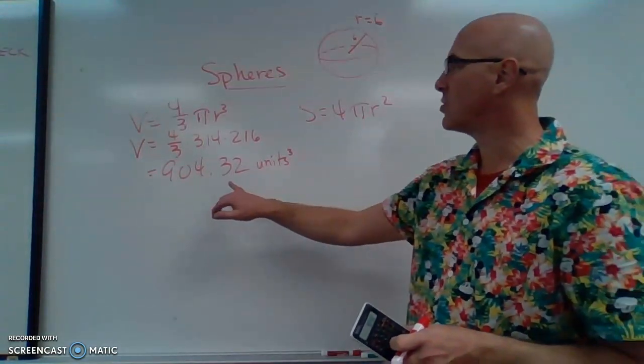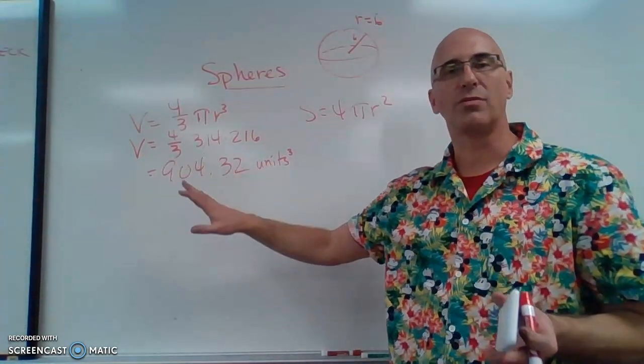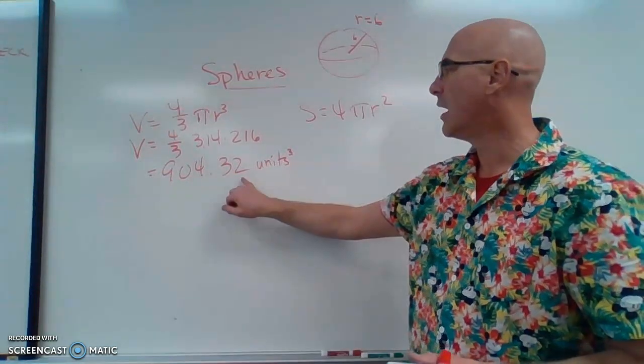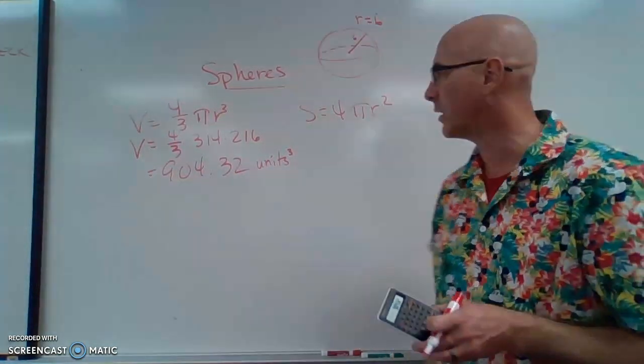And then you just have to read your problem. Does it say round to the nearest tenth, the hundredth, or whatever? I'm just keeping it what is showed on my calculator.